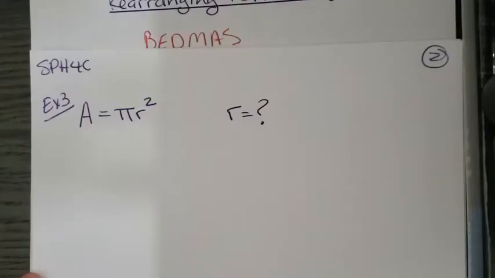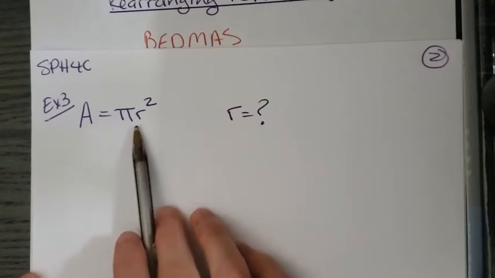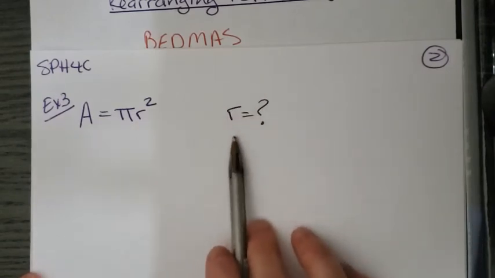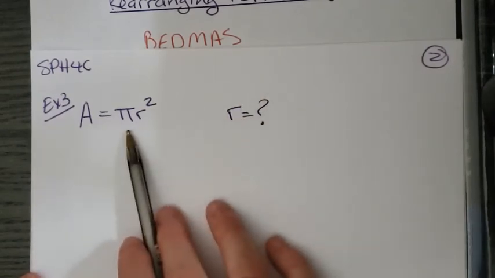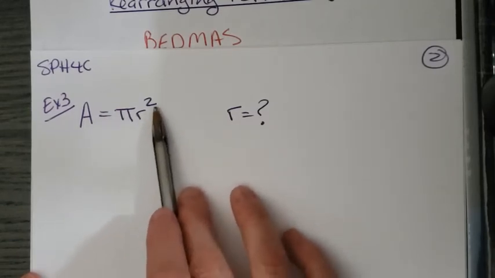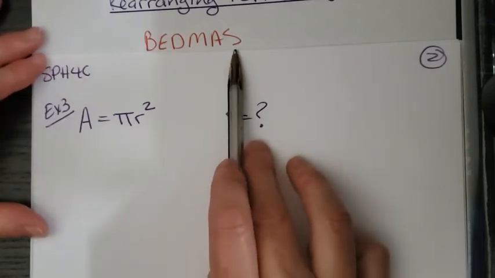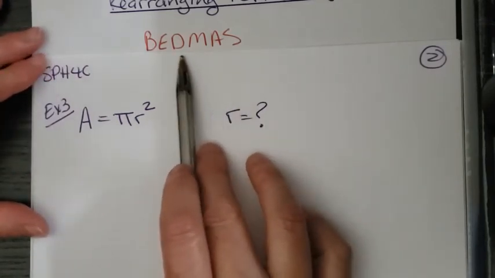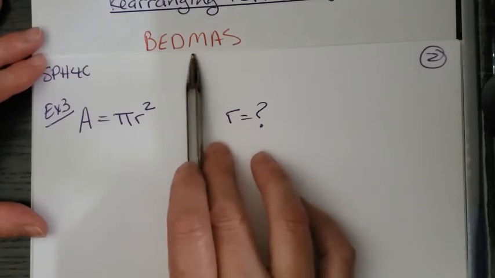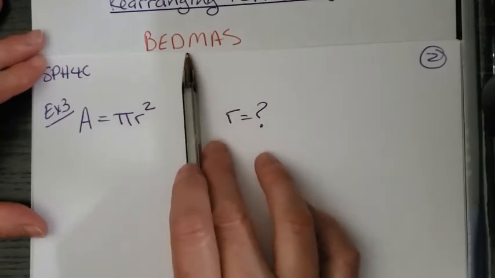In our third example, when we rearrange formulas, we have the area of a circle. Area is equal to pi r squared. And we're trying to get r all by itself. When I look at the formula, I'm multiplying the pi and I'm squaring the r. So we have to look at our BEDMAS and see what I'm going to deal with first. Well, there's no adding, subtracting. There is definitely multiplying, and there's an exponent. But we're going to start at the right and move over. So I'm going to deal with this multiplication and division first.